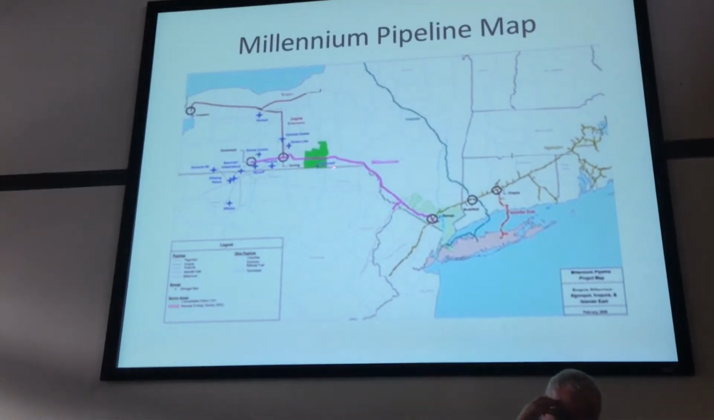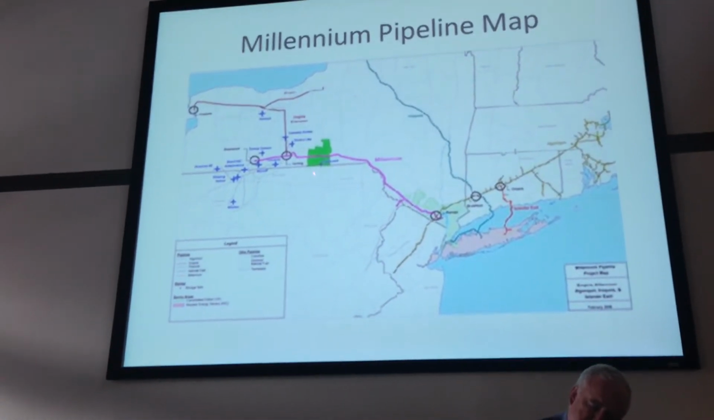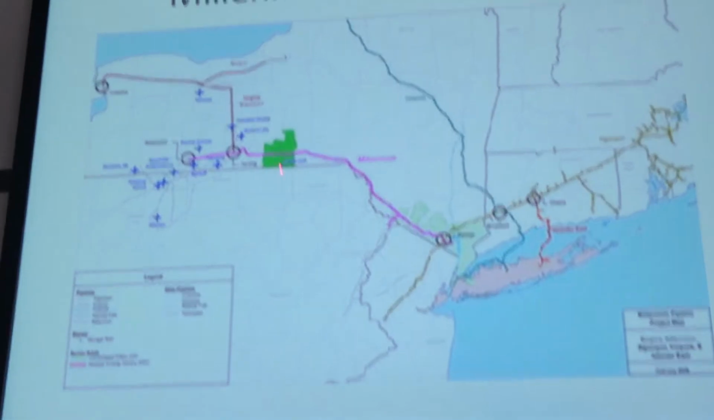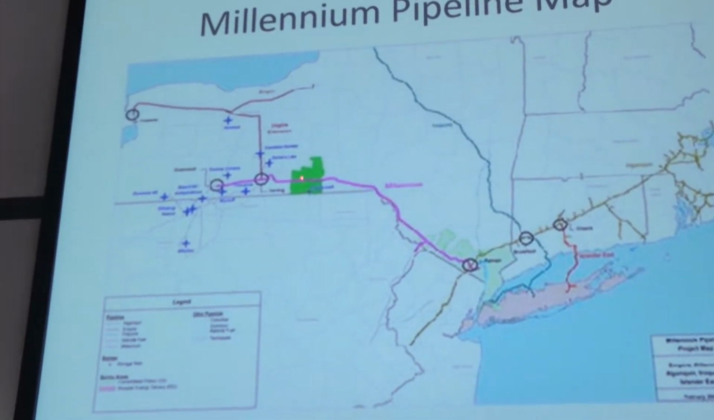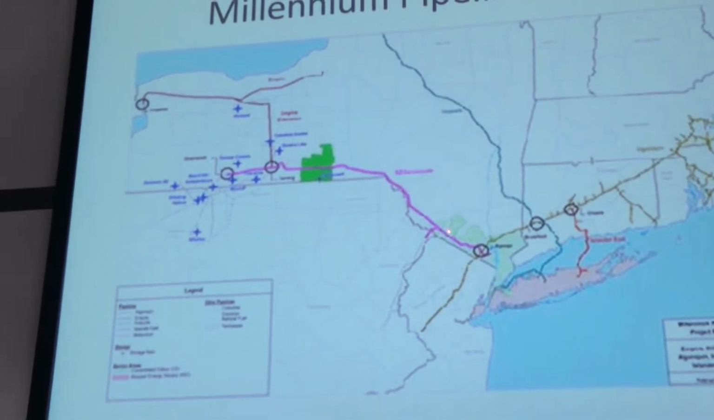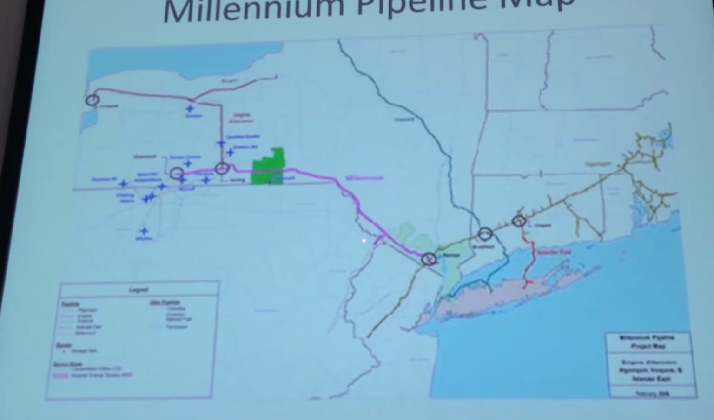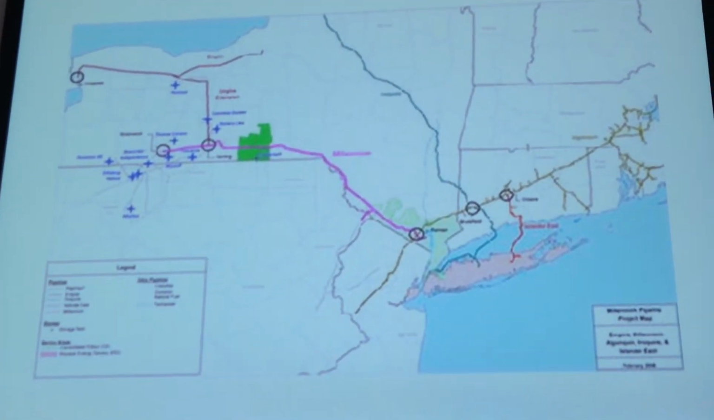This is the Millennium Line. This is going to pick up from all of the southern tier of New York. And by the way, they're developing gathering lines that go from northeastern Pennsylvania up to the Millennium. The Millennium goes to Ramapo, New York.